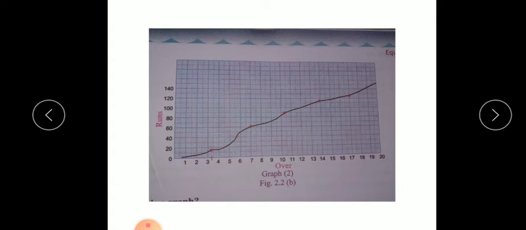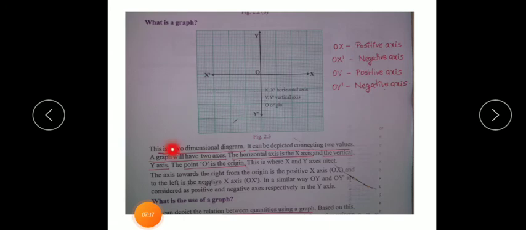So then what is a graph? Do you know what is a graph? A graph is a two-dimensional diagram. So this is a graph, and a graph means it is a two-dimensional diagram, and it can be depicted connecting two values. A graph will have two axes. The horizontal axis is the x-axis. So a graph will have two axes. Which are they? The horizontal axis is called x-axis, and the vertical axis is called y-axis.